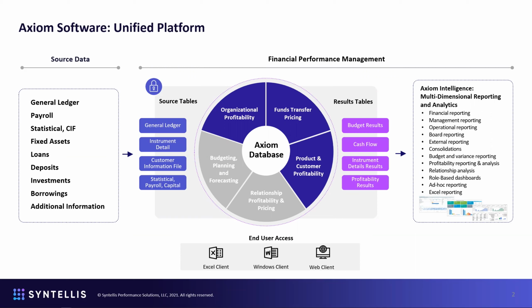Some data may include instrument level loan, deposit, and investment data to support instrument level FTP calculations, as well as general ledger and statistical data as the basis for profitability allocation rules. From there, as processes and calculations are being run, outputs are generated for FTP and profitability results, which can then be viewed and analyzed in real time, either in Axiom's Excel interface or in a web interface as part of the system's profitability reporting and analysis framework.